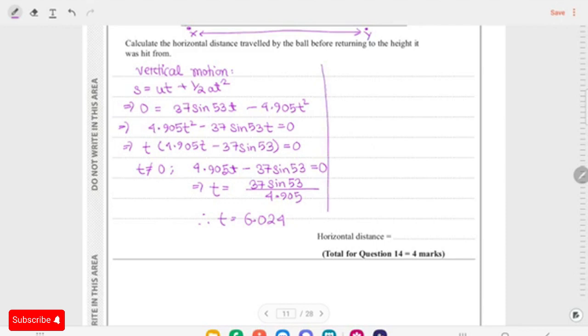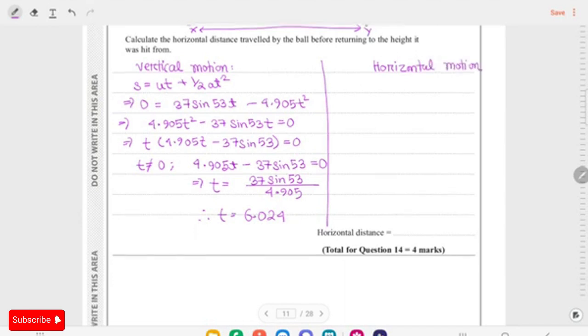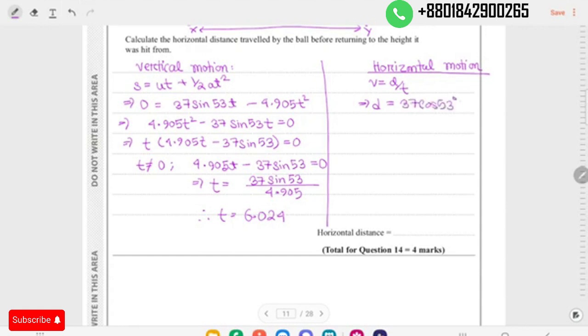So now using this value of time for the horizontal motion, you can use the equation v = d/t, where d is unknown. As we can understand, in horizontal motion the object doesn't accelerate, so the velocity is always the same. It's going to be 37 cos 53 along the entire journey. So you can use 37 cos 53 degrees multiplied with the time, 6.024.